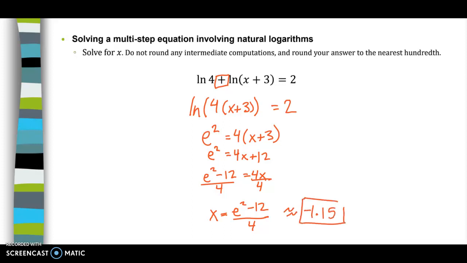When I plug this in to all of my x values, it's never going to give me a negative inside my logarithm. So again, I check to see if that happens. When I plug in x for this x right here, negative 1.15 plus 3 is a positive number. So that will work.